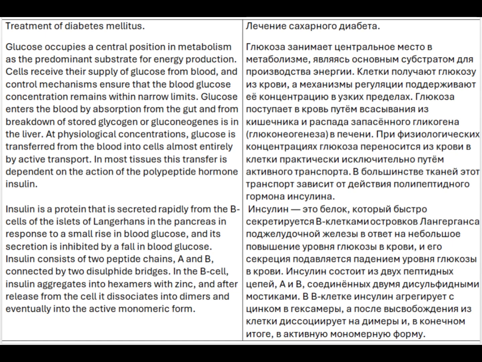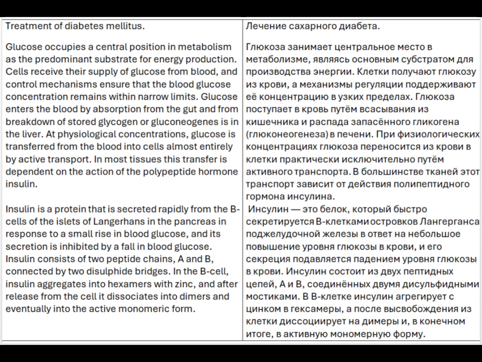Treatment of diabetes mellitus. Glucose occupies a central position in metabolism as the predominant substrate for energy production. Cells receive their supply of glucose from blood, and control mechanisms ensure that the blood glucose concentration remains within narrow limits. Glucose enters the blood by absorption from the gut and from breakdown of stored glycogen or gluconeogenesis in the liver.